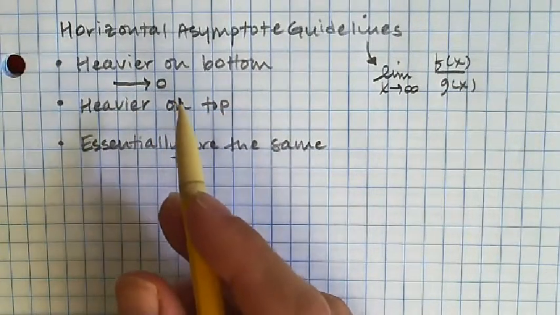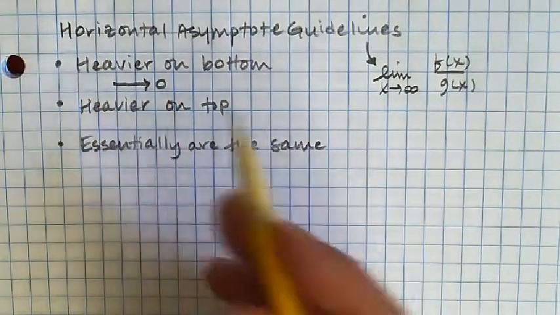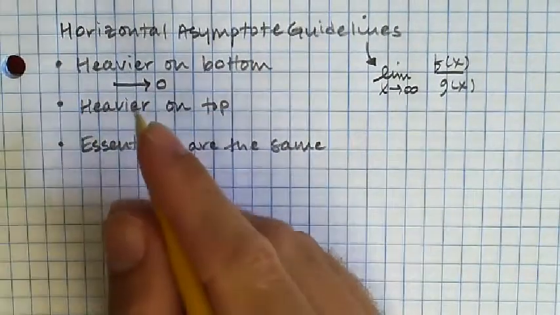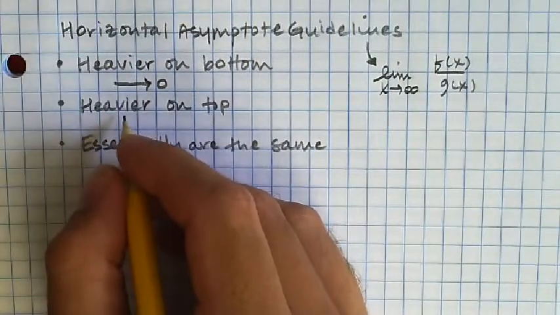E to the x is heavier than any polynomial for reasons that we will see throughout this course, and that would go to 0 as well. And I'll show you about that and give you a running list of biggest to smallest. And if heavier on top, there is no horizontal asymptote.